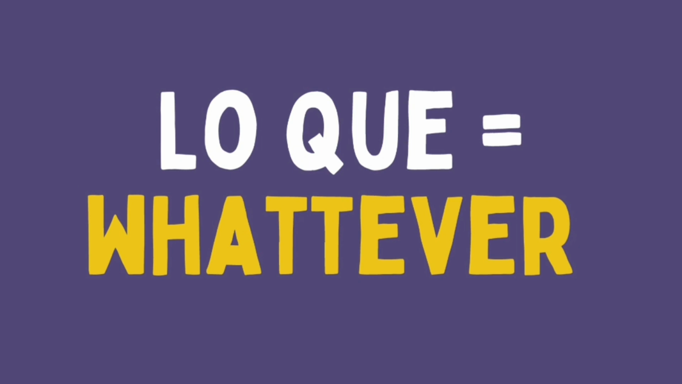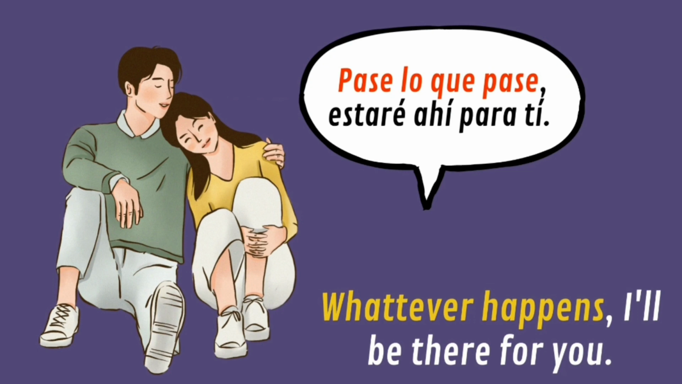And now let's see when we're going to use this word, whatever, as lo que. So pay attention. In this sentence, we are going to use this word, whatever, as lo que. If you say whatever happens, then you have to say pase lo que pase, whatever happens, pase lo que pase, I'll be there for you, estaré ahí para ti. Whatever happens, I'll be there for you.